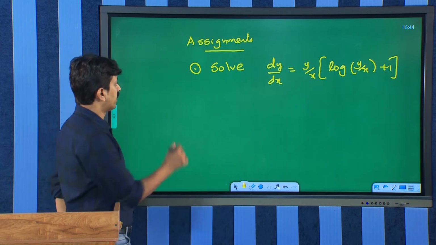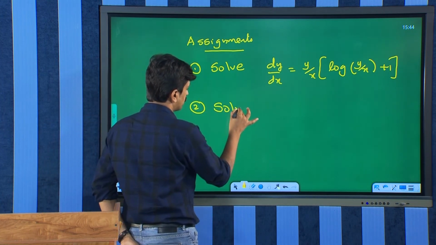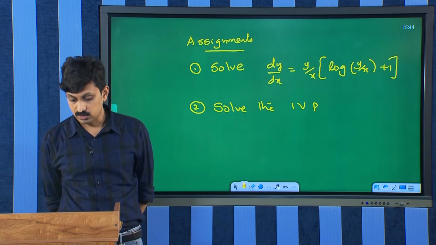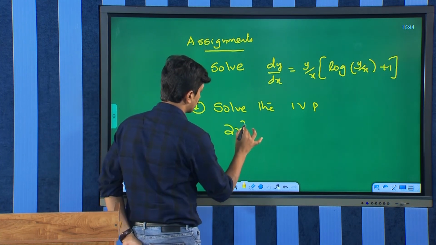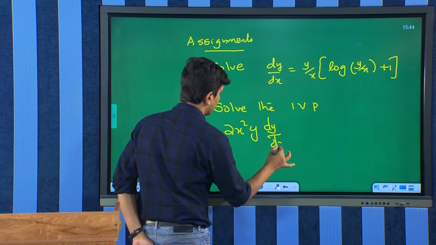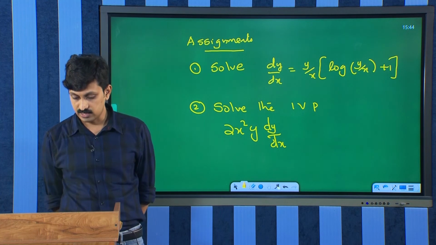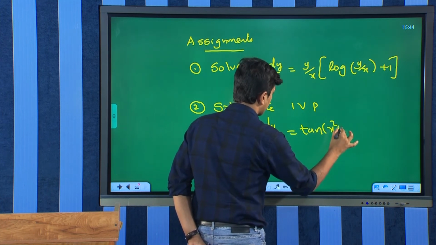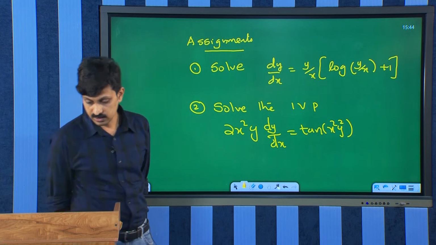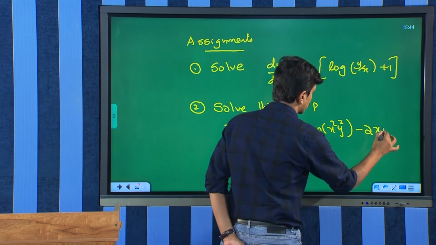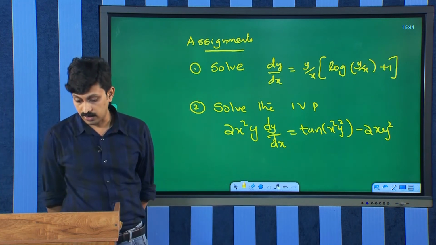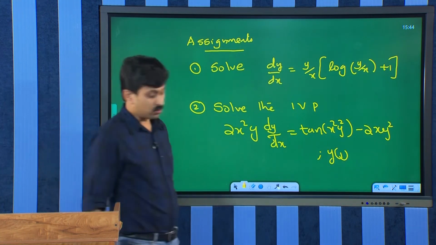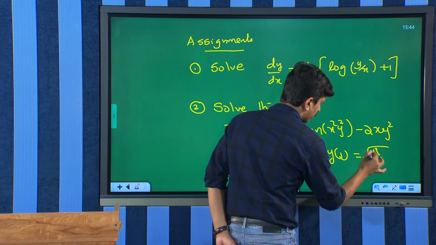Okay. Solve the initial value problem 2x square y dy by dx is equal to tan of (x square y square) minus 2xy square, minus 2x square y square, where y of 1 is equal to square root of pi by 2.